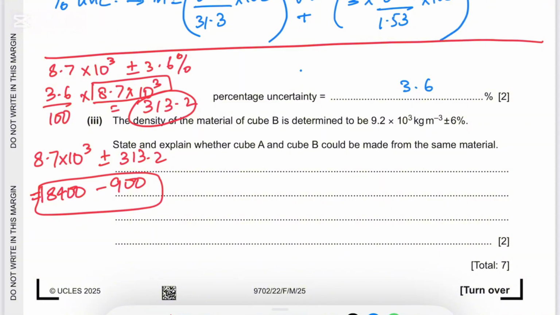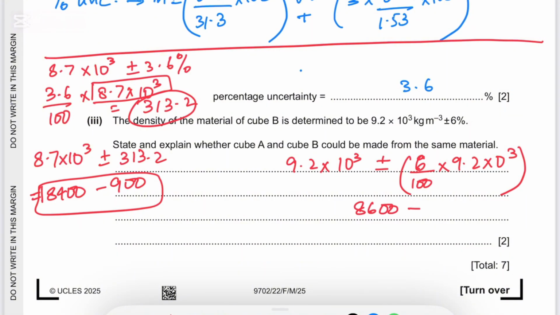Now let's do the same for B. B has a 6% margin of error in its possible values of density. And so you would add and subtract that from the measurement, which leads you to a range of 8600 to 9800 kg per meter cubed. Once again, this is the range where the actual value of density of B could lie.